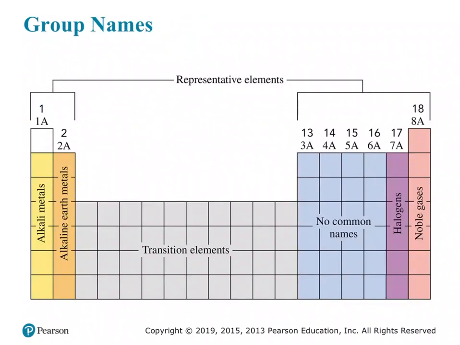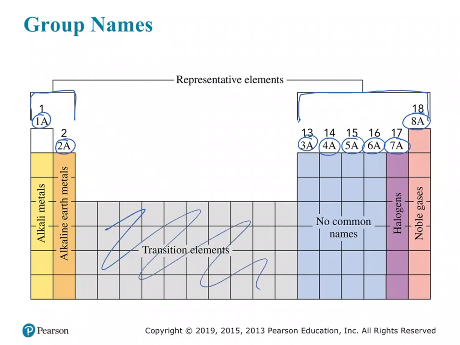Okay, so in this class, we mostly focus on the representative elements. So we're going to really focus on the first 2 groups and the last 6 groups. And again, we can number those 1, 2, 13, 14, 15, etc. Or 1A, 2A, and then we'll jump over to 3A, 4A, etc. Now, we will talk a little bit about transition elements this quarter, but for the most part, we can ignore them. So you can just kind of ignore this middle section for now.